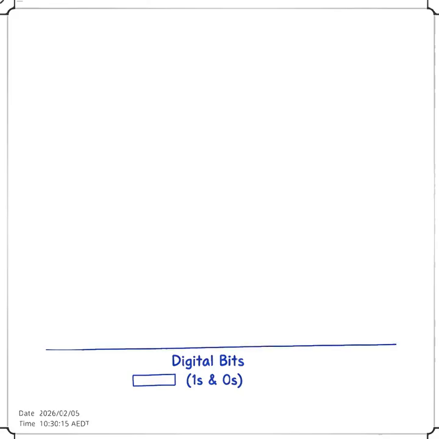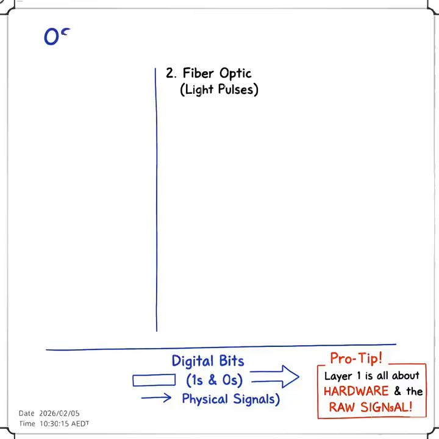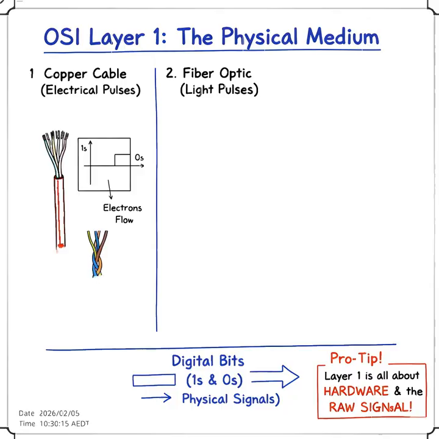Layer 1, the physical layer, is the most fundamental level of the OSI model, acting as the bridge between digital data and the physical world. While higher layers deal with logic and addressing, Layer 1 is concerned purely with the transmission of raw bits, the ones and zeros, across a physical medium. This medium can be copper wires using electrical pulses, fiber optic cables using light, or wireless frequencies using radio waves.